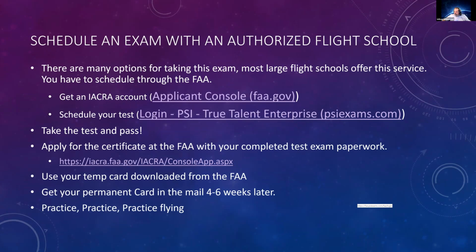Your permanent card shows up. They give you a little plastic ID card that has your name, address, and certain vital statistics. It does not have a photo, so you'll need a photo ID with your FAA card, and it will show what your current ratings and certificates are on your card. So that's that.